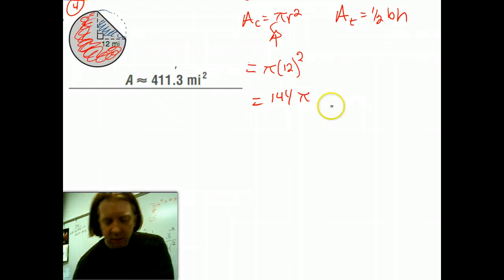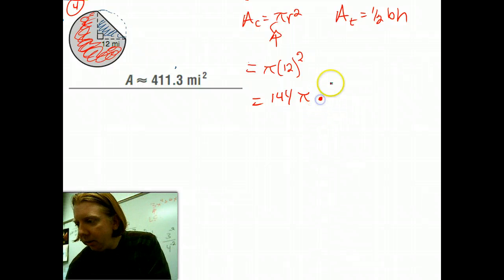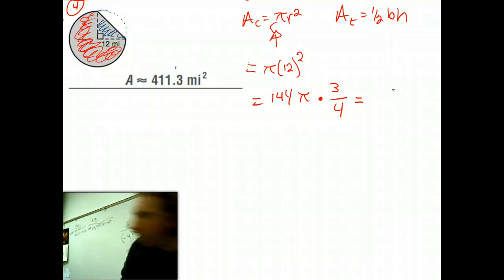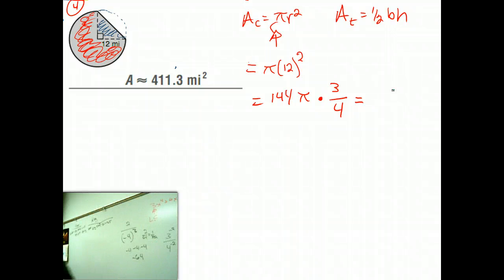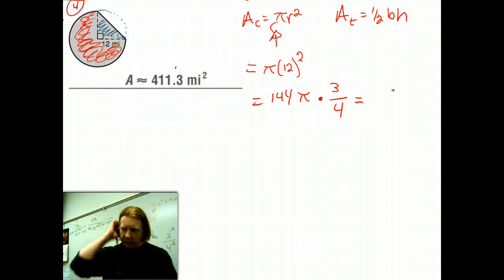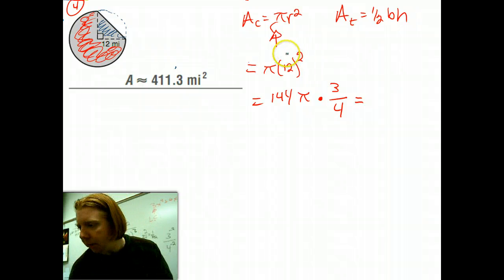3/4 of it. So I'm going to take that times 3/4. That's going to give me a number. Calculator. So I do 144 times 3 divided by 4. I get 108. That's times pi.